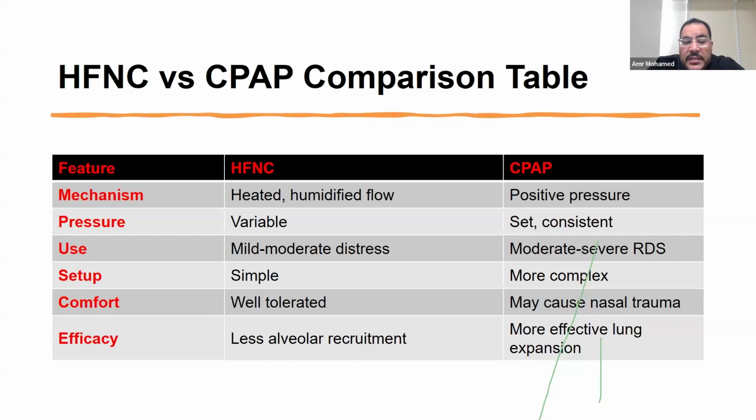High flow nasal cannula can be easily set up, while CPAP is more complex and needs a lot of arrangement. And as I said, it also needs expert nurses and doctors to look after the baby. High flow nasal cannula is considered a gentle and non-invasive technique and is well tolerated by most babies, while CPAP may cause complications such as nasal trauma, skin breakdown, and pneumothorax. Regarding efficacy, there is less alveolar recruitment with high flow nasal cannula, while CPAP is more effective lung expansion-wise.